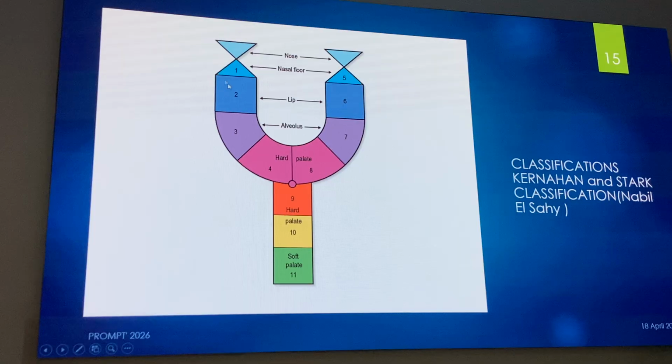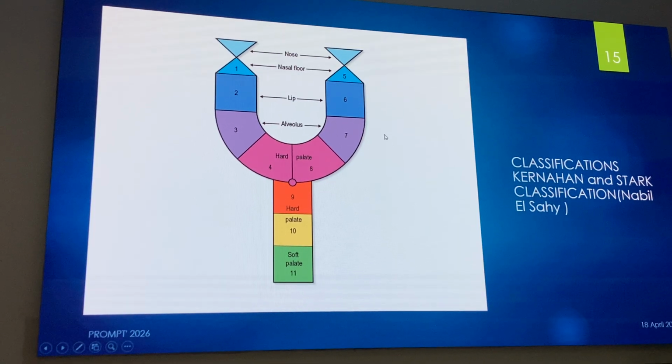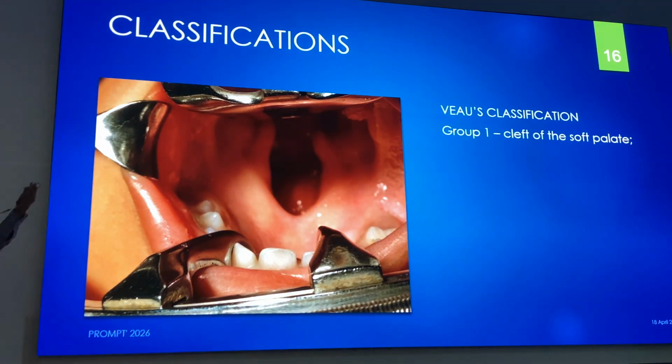So the 2 and the 6 are the lip elements. Alveolus is 3 and 7. Anterior primary palate is 4 and 8. And this is the ipsilateral hard palate, 9 and 10, and soft palate is 11. So about that, I cannot ask you which cleft palate you have operated on. You can't tell me with the Callahan classification.